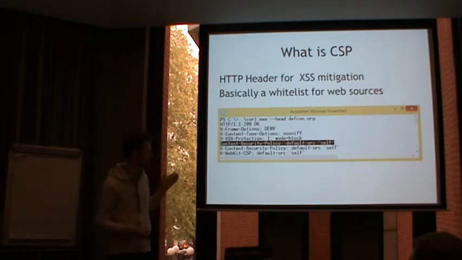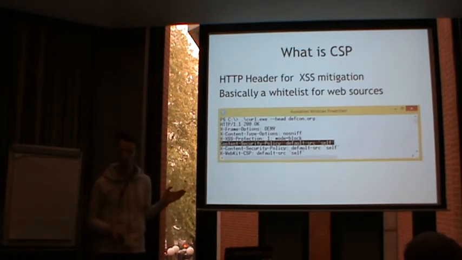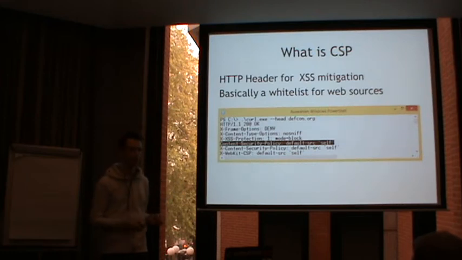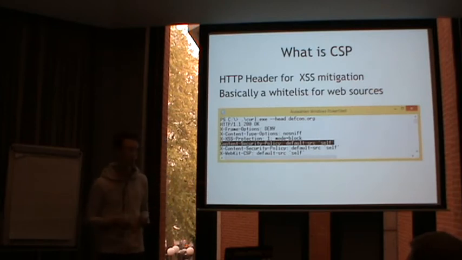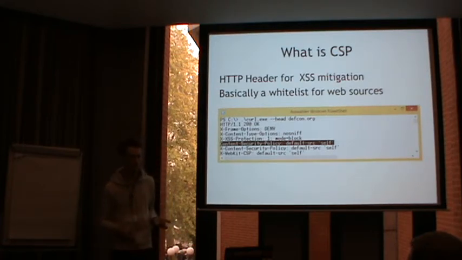So the goal is cross-site scripting mitigation. You can't just specify evil.com/give-me-all-your-cookies.js. You can't include it if it's not in the CSP. Obviously that's a nice thought, but just whitelisting sources is not enough to mitigate cross-site scripting, because if you have a cross-site scripting vulnerability, you could just add your own code inline.